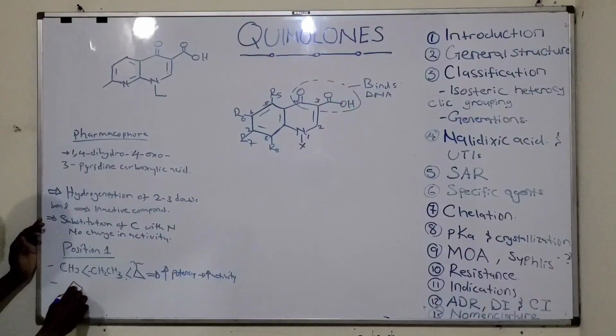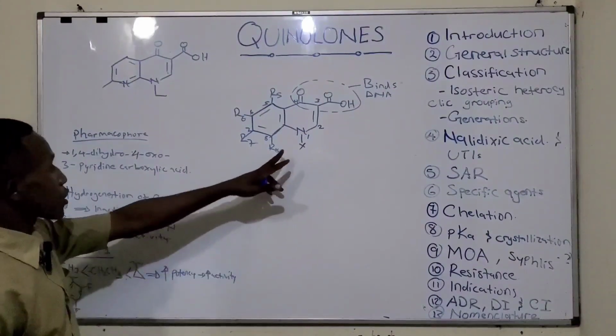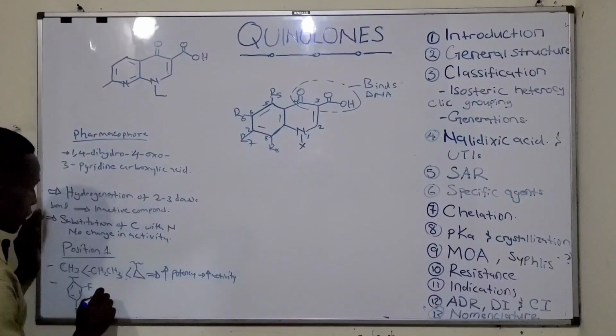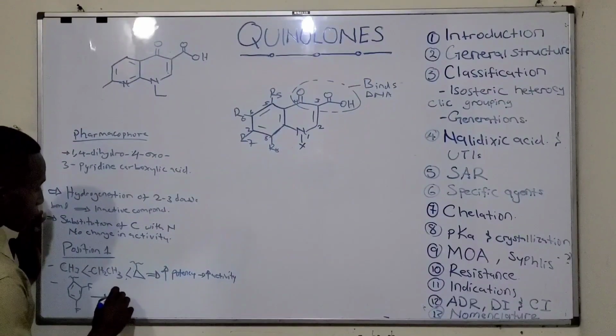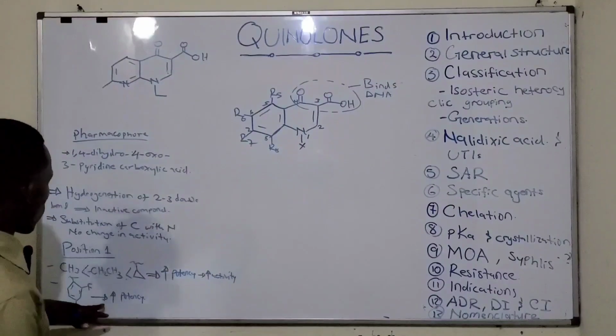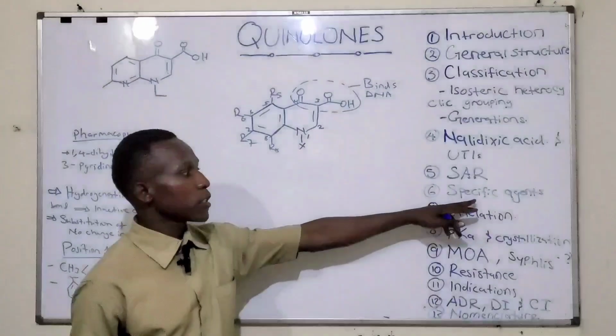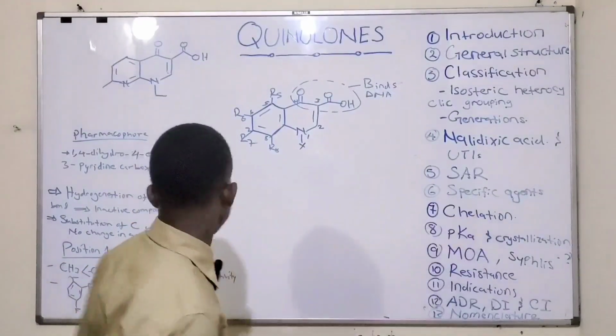Attachment of an aryl group, for example this group, which is 2,4-difluorobenzene. If it's attached to this group, it also improves the potency. We shall see the quinolones having these groups at specific agents.